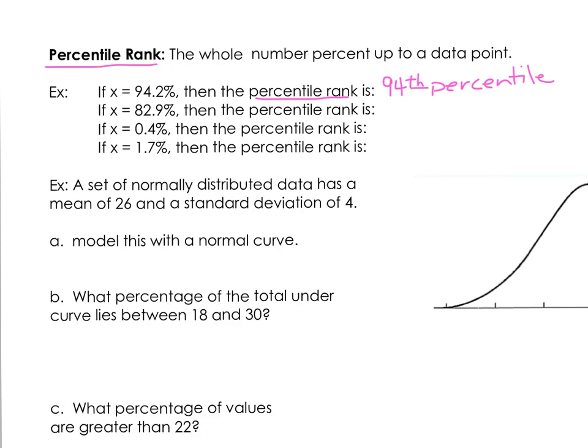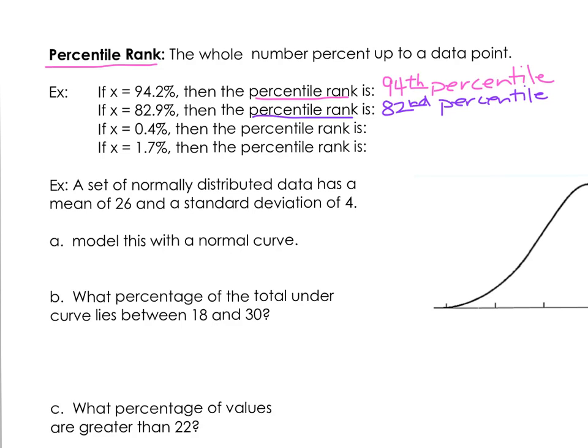Seems easy enough. If you're given 82.9%, here's where we think about rounding, but that isn't going to work for percentile rank. Even if you're at 82.9%, you are at the 82nd percentile. It's always just the whole number that goes up to the nearest data point. Now, the only time that it defaults to something different is if you're between 0 and 1.